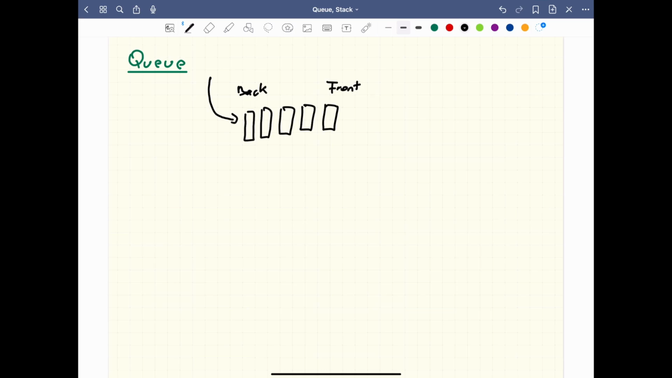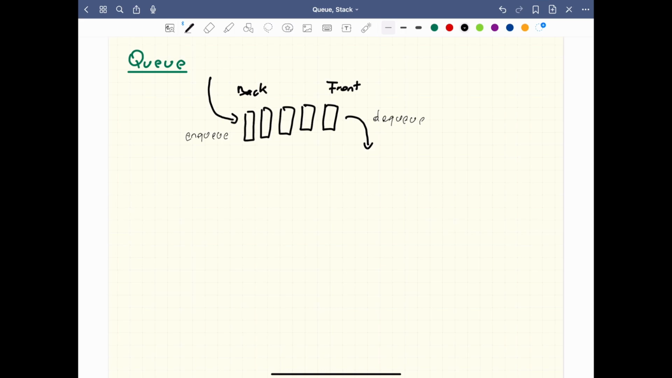But on the other side, when removing something from a queue, we do this from the front. And the terms that we use for adding something or deleting something for a queue are special. For deleting something from the queue, we call this dequeue. And adding something to the queue is called enqueue. Okay, so this is adding something to the queue.